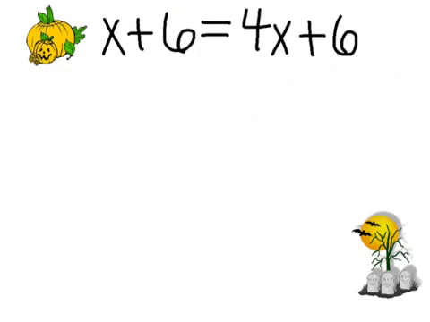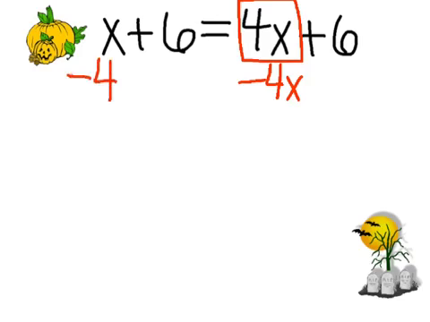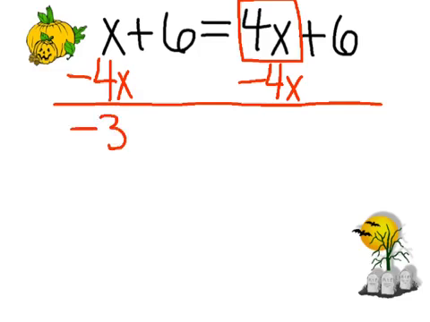Alright, practice problem number 1. We have x plus 6 is equal to 4x plus 6. First thing we want to do is get our x's together, so we're going to move our 4x. It's positive, so we have to subtract 4x from both sides. When we do that, an x minus 4x will give us negative 3x plus 6. And on this side we have 6.